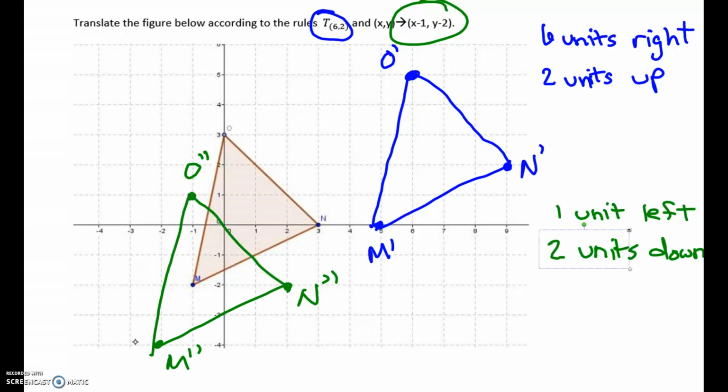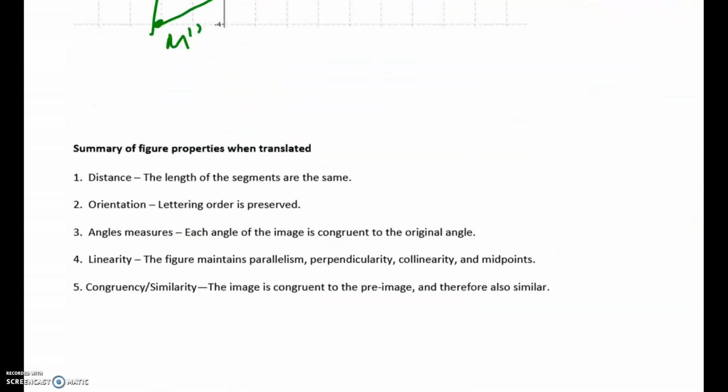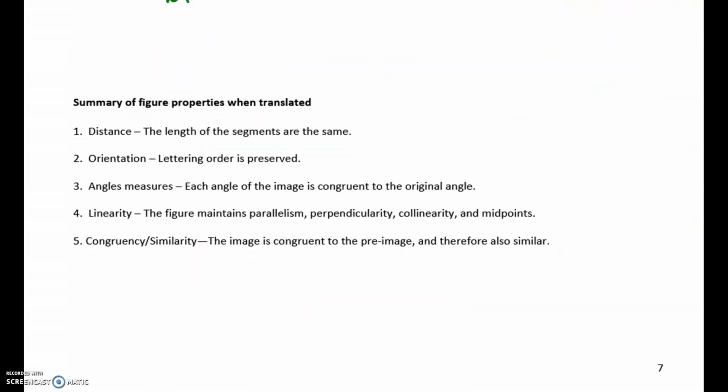Ta-da! Not too bad, right, guys? All right, so quick summary of our properties. If you notice, distance-wise, the lengths of all my segments stay the same. My orientation is the same. My lettering order is preserved for each of these, so we're not doing anything weird there. All of my angle measures are the same because we actually create a congruent image.